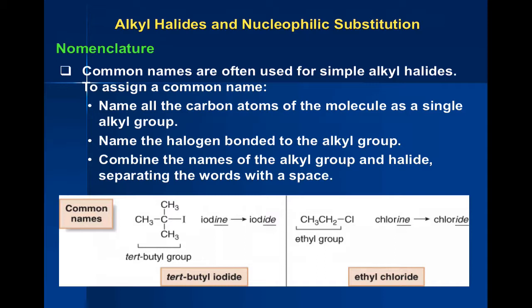Okay? How would you name that systematically? What would the systematic name for this be? What's the parent? Propane, right? We've got a propane parent. What are the substituents? Methyl and an iodo, right? So how would we number? 1, 2, 3, right? So this would be what?